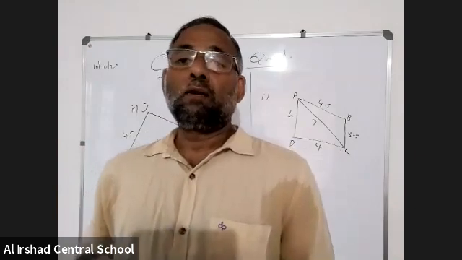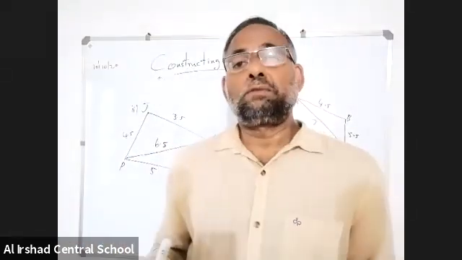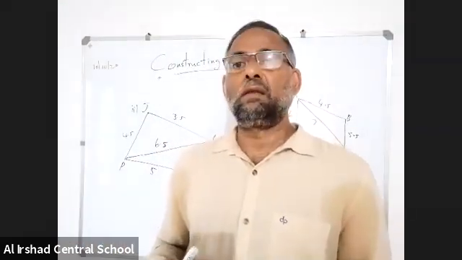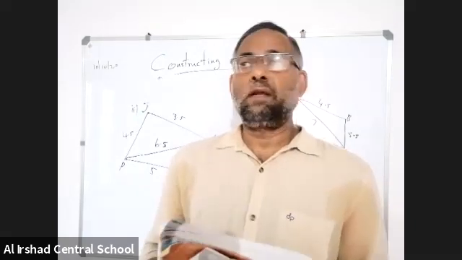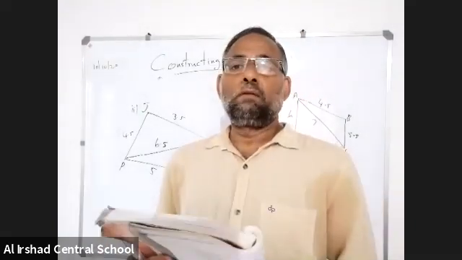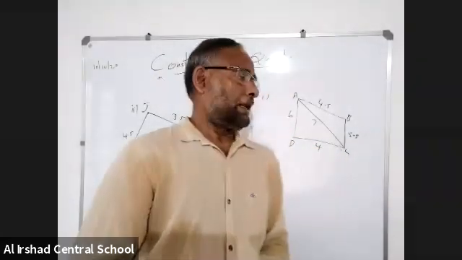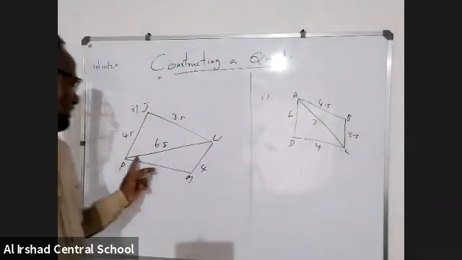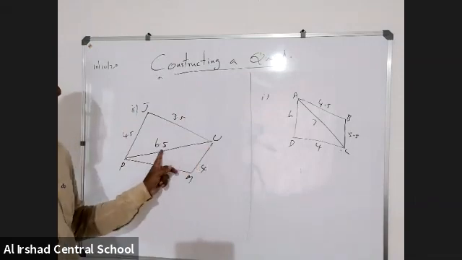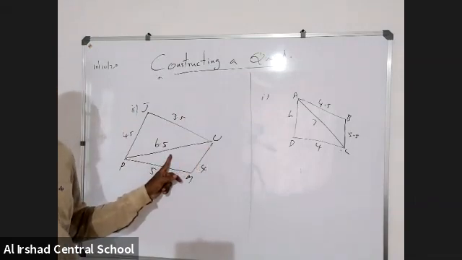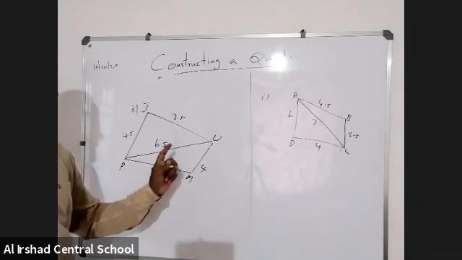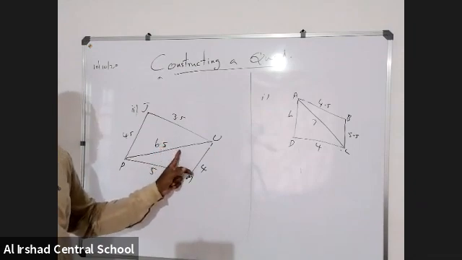5 mark or 4 mark question. No need to write the steps of construction if they are not asking for it. If they are asking for the steps of construction, I will tell you what you did. Take the compasses, take the pencil. Don't write. Draw PU 6.5 centimeter. First step of construction, I tell you: first 6.5 centimeter, draw PU.